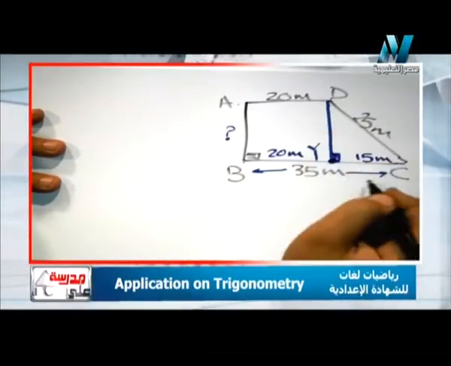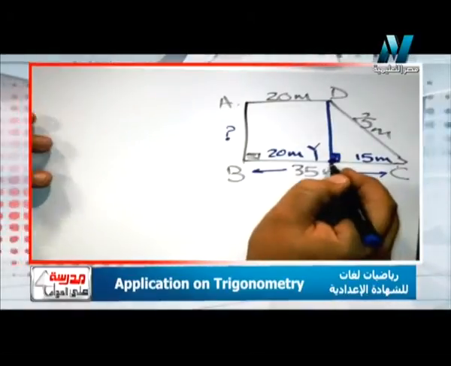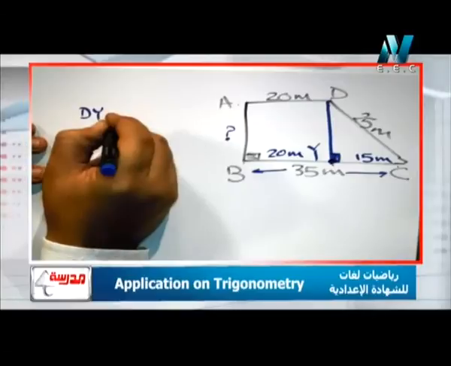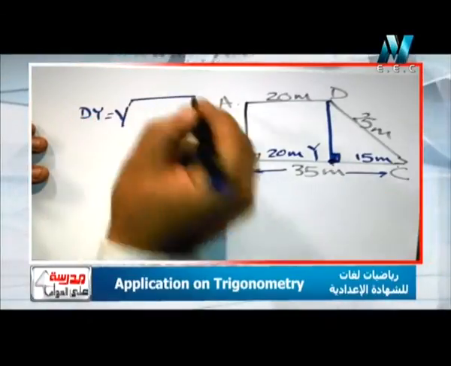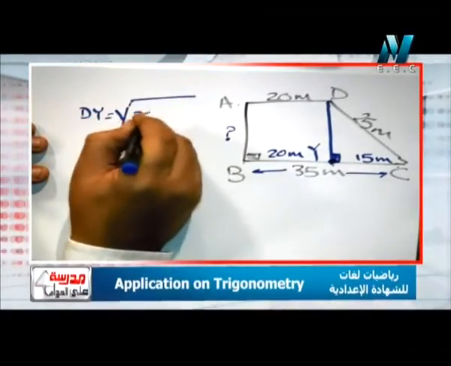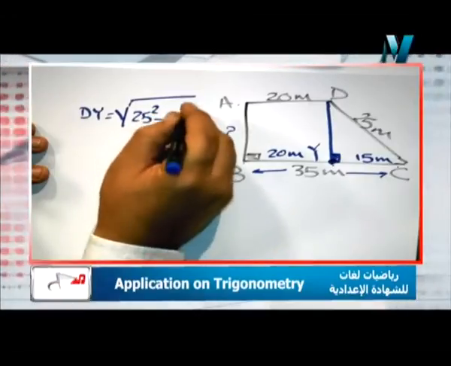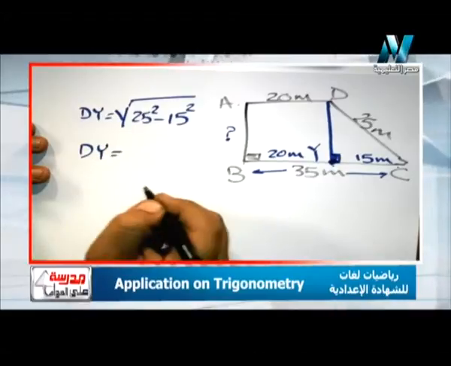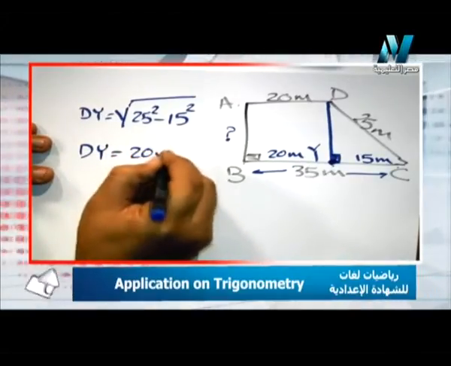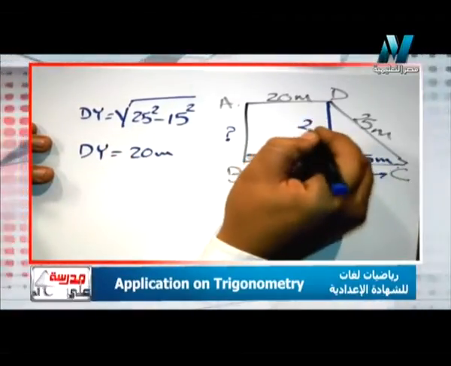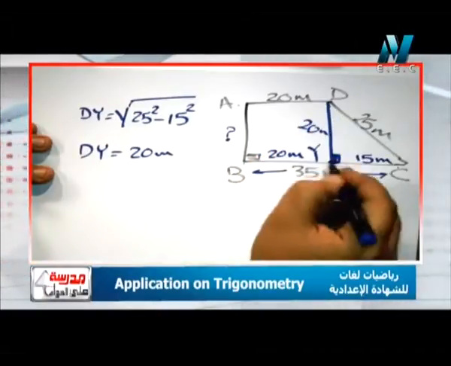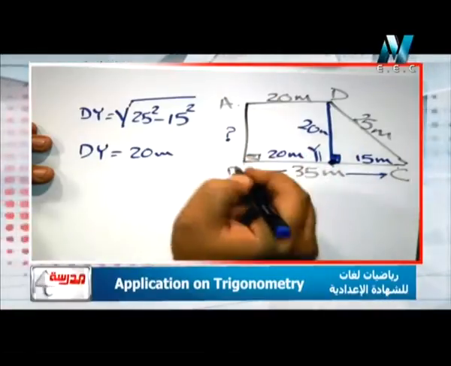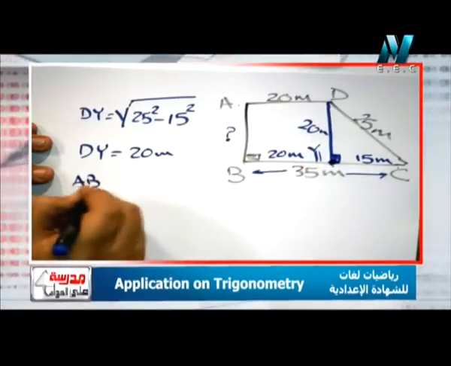And for the right angle triangle DCY, to find the length of DY, DY equals, using Pythagoras rule, square root of 25 squared minus 15 squared. And of course, DY will be 20 meters. We said before that this shape is a rectangle, so DY is 20, and of course AB also will be 20.